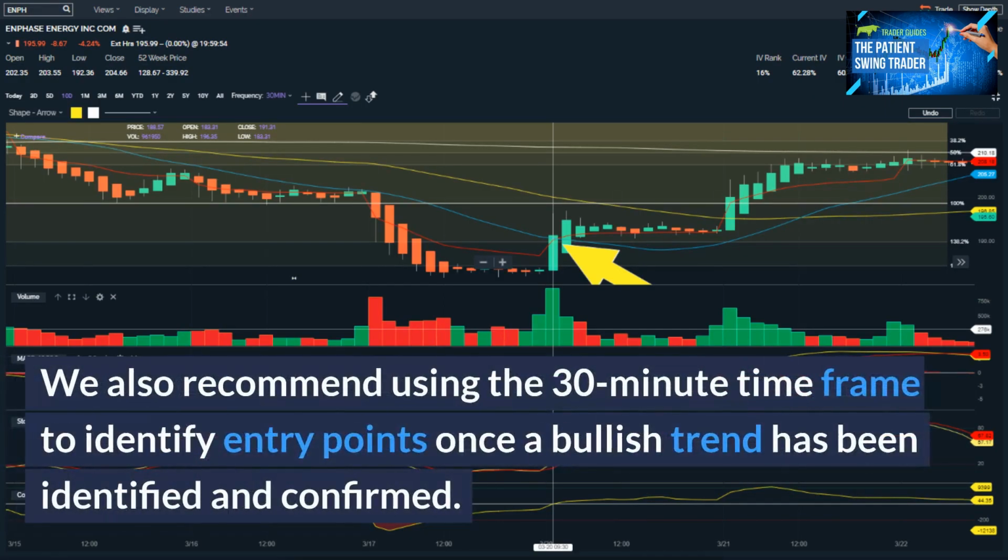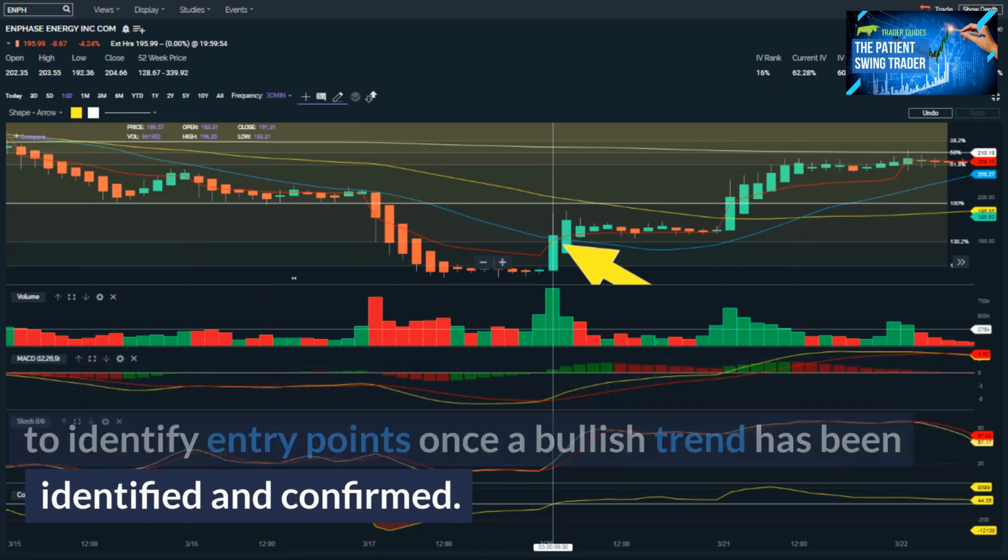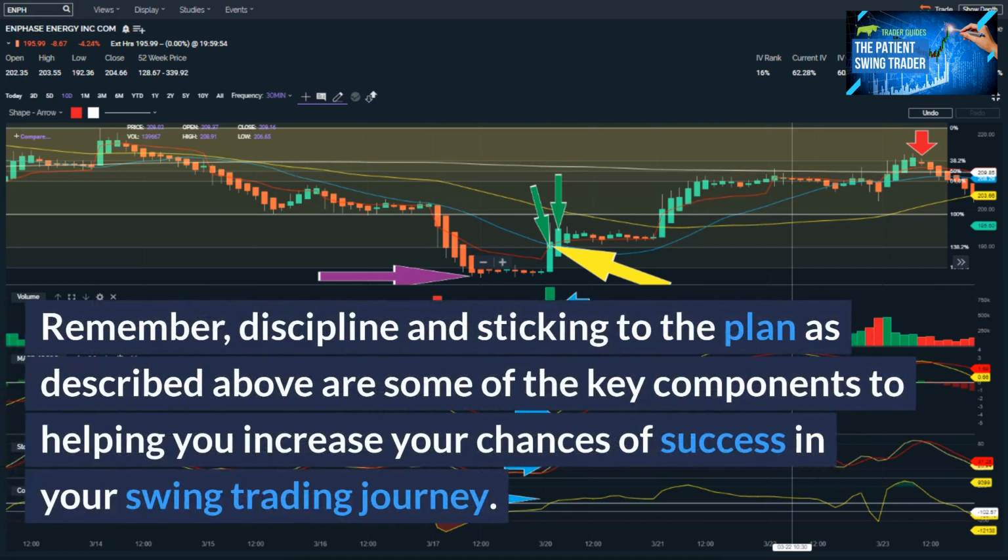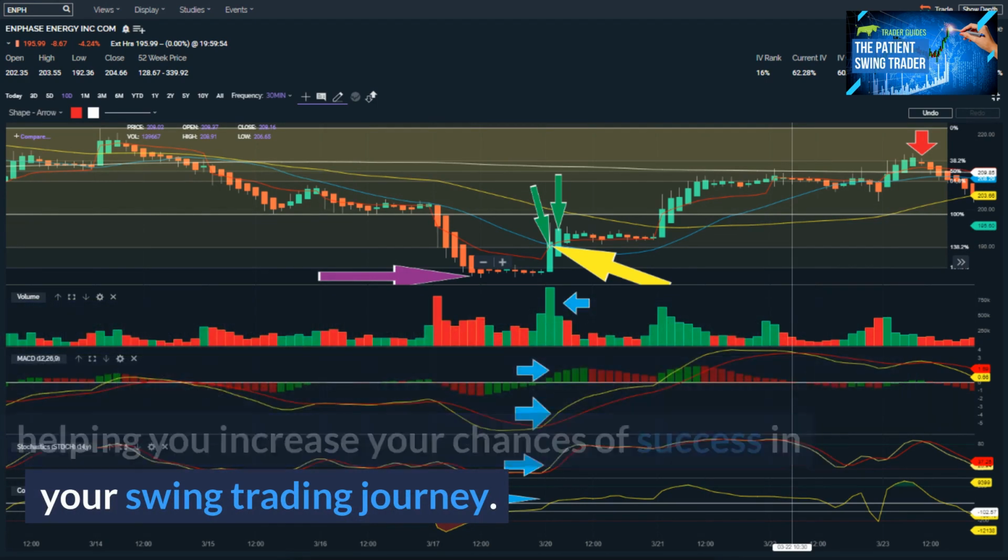We also recommend using the 30-minute time frame to identify entry points once a bullish trend has been identified and confirmed. Remember, discipline and sticking to the plan as described above are some of the key components to helping you increase your chances of success in your swing trading journey.